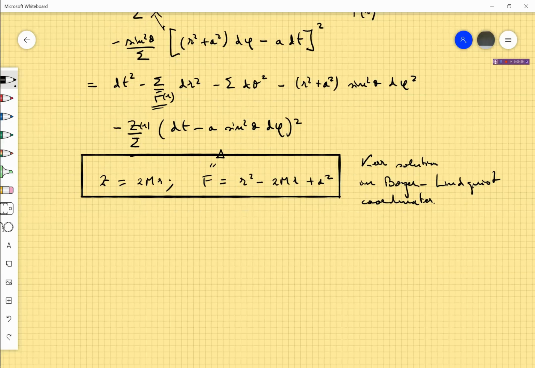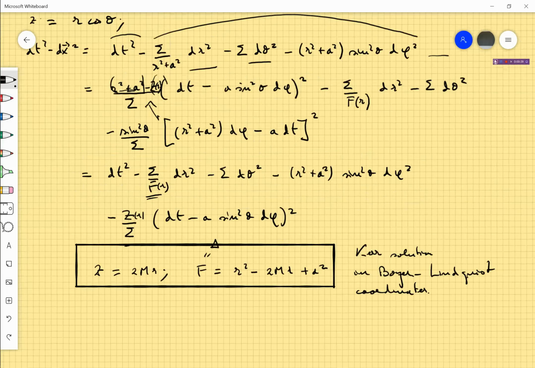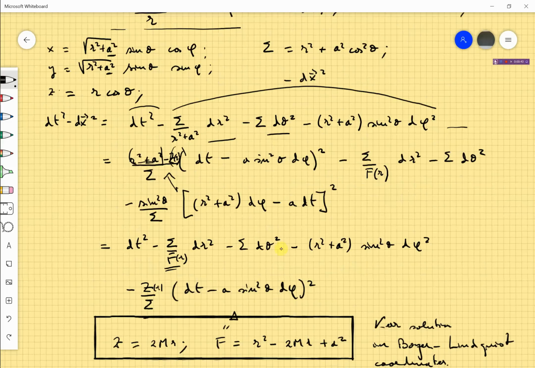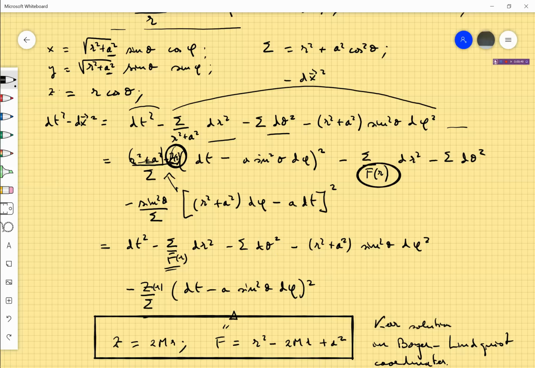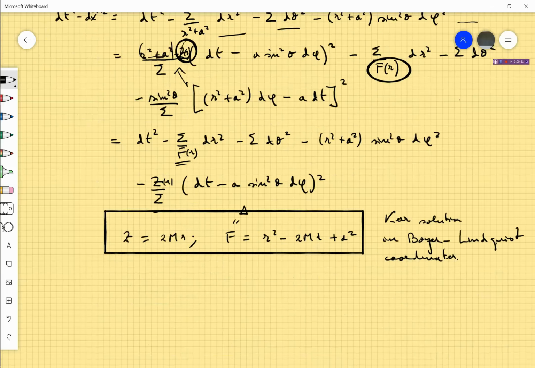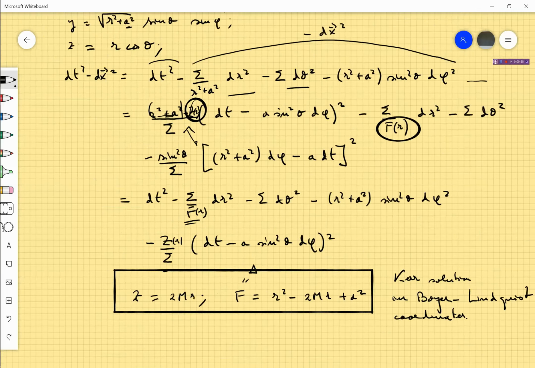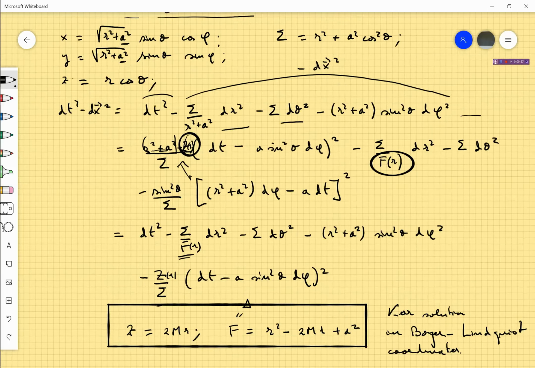If you set M equal to 0, in that case you see that C is 0 and F is just r squared plus a squared, which is what we had before introducing this deformation of the Minkowski metric. We had r squared plus a squared there. Then obviously we recover the Minkowski metric in oblate spheroidal coordinates.